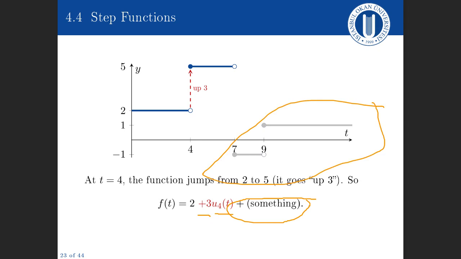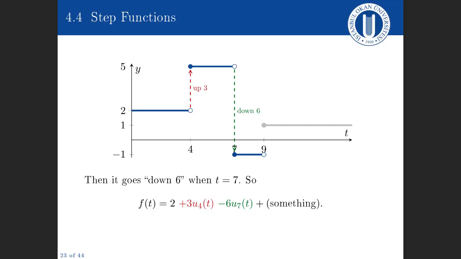The next change happens when t is equal to 7. When t is equal to 7, we go down 6. From 5 to minus 1 is down 6. So minus 6, and because the change happened at t is equal to 7, we multiply that by u7. And still it's plus something because we haven't finished yet.